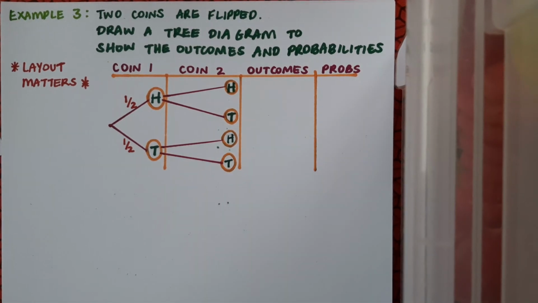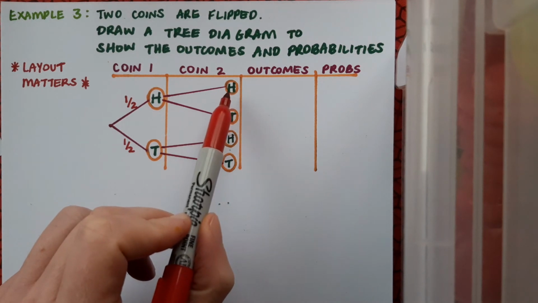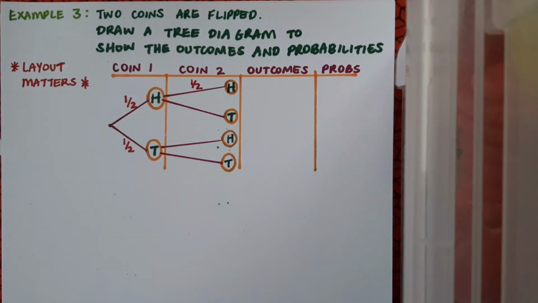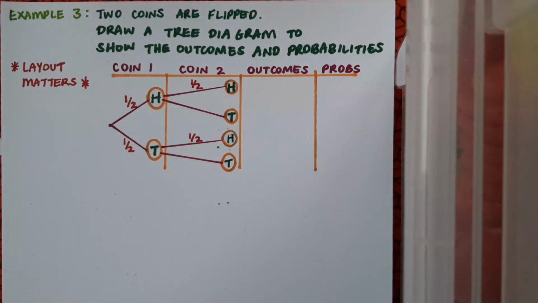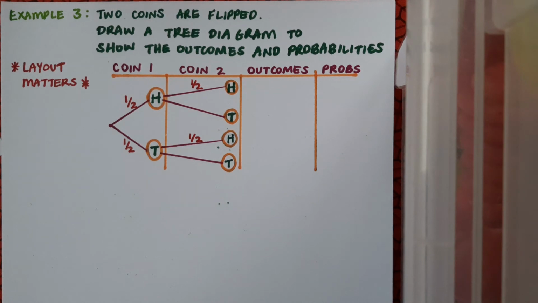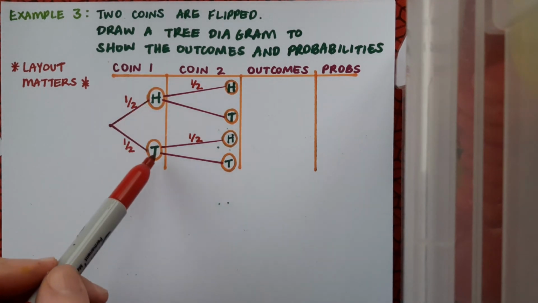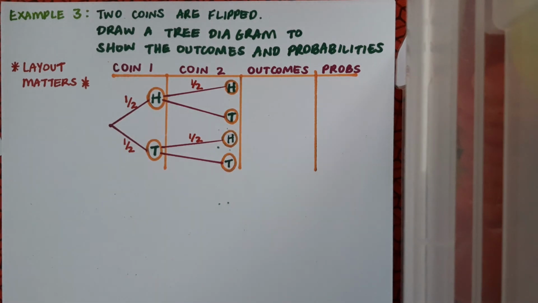So no matter what happened first time round with coin 1, when I go to flip coin 2, I've still got a 1 in 2 chance of getting heads. And that's true whether I got heads first time round or tails first time round. So I can fill in a half on each of those branches. And the same is true for tails. Whether I got heads the first time or tails the first time, the chances of getting tails the second time round are still 1/2.